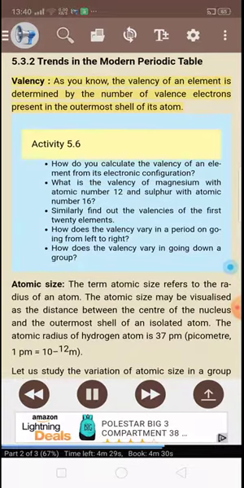As you know, the valency of an element is determined by the number of valence electrons present in the outermost shell of its atom. Activity 5.6. How do you calculate the valency of an element from its electronic configuration? What is the valency of magnesium with atomic number 12 and sulfur with atomic number 16? Similarly, find out the valencies of the first 20 elements.